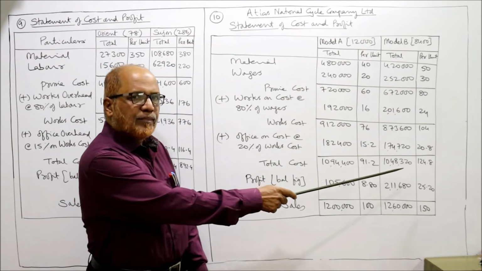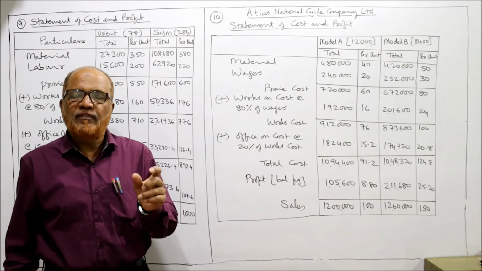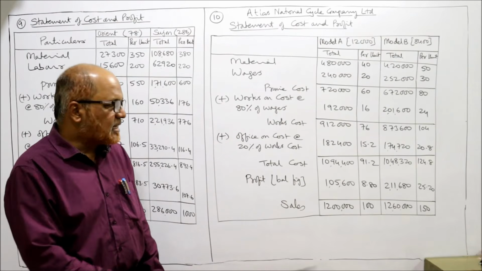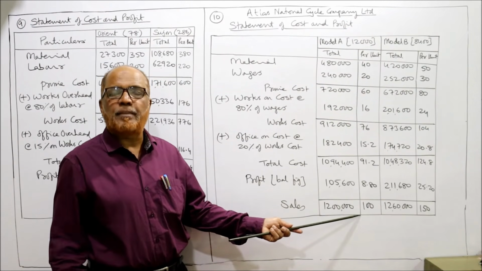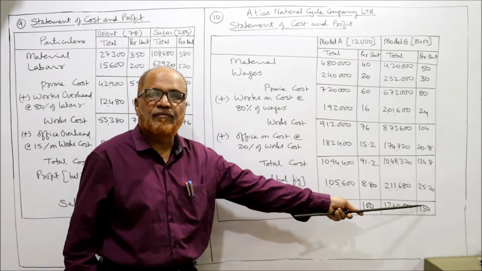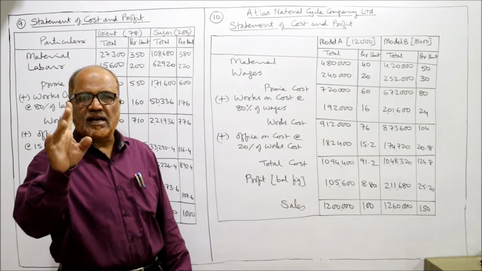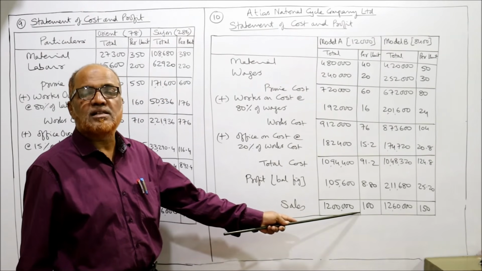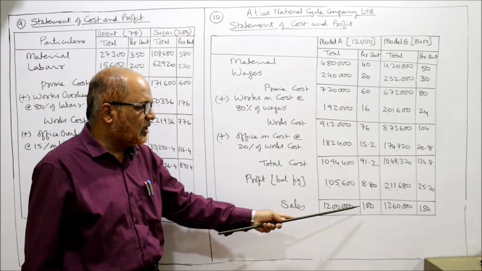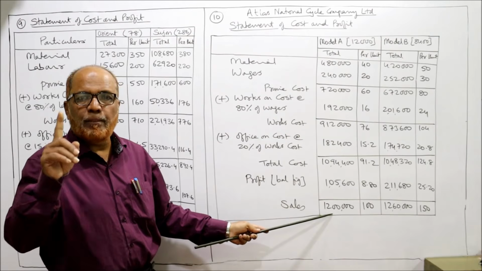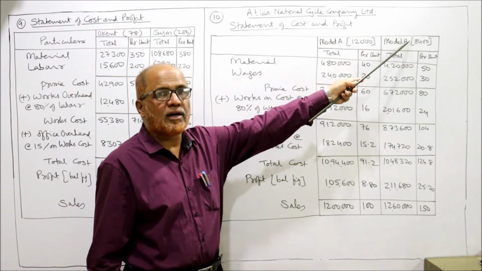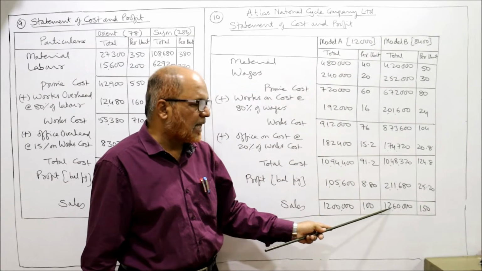Total cost we got. Now profit is the difference between sales and total cost. Sales minus total cost will get the profit. Selling price is given. The selling price per cycle of model A is 100. For model B 150. It is given in the problem. एक साइकिल 100 रुपये में बेच रहे हैं. तो how many cycles are we manufacturing? 12,000. So 12,000 into 100, you will get 12 lakh. Similarly, per cycle selling price 150. What is the number of cycles? 8,400. 8,400 into 150, 12,60,000.